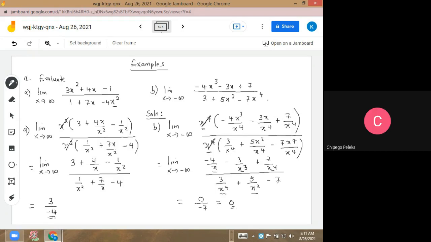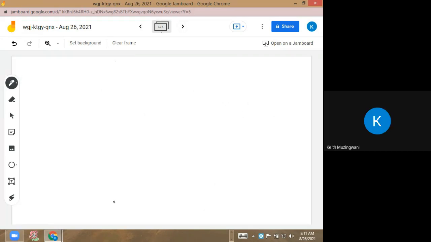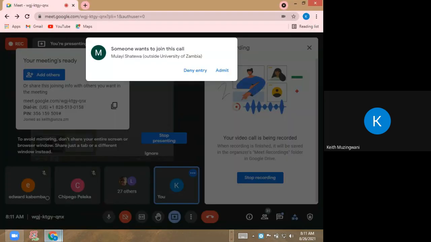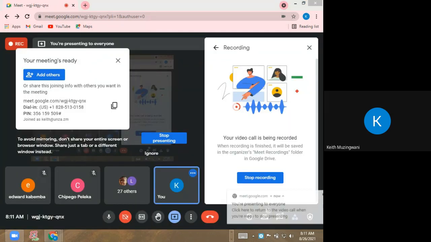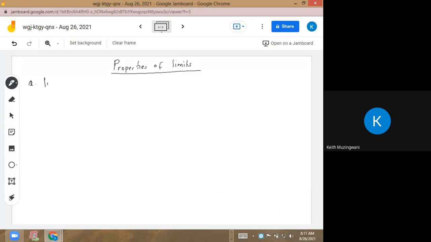So now, after having looked at all these, let's get down to the properties of limits, and then we'll bring in some more examples. Property number 1. The limit as x goes to c of f of x plus g of x is the same as the limit as x goes to c of f of x plus the limit as x goes to c of g of x.